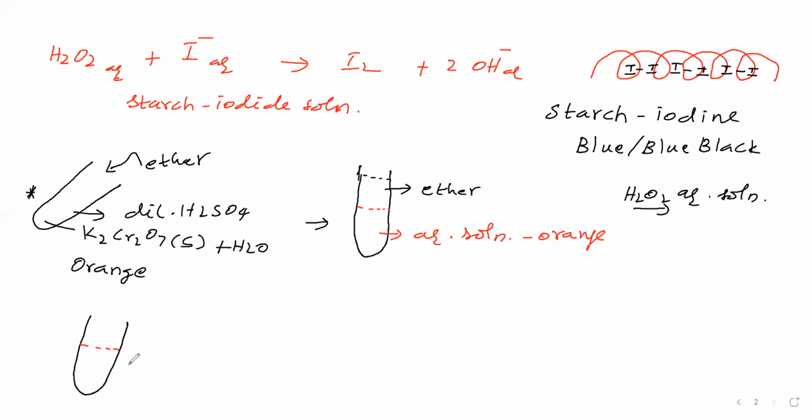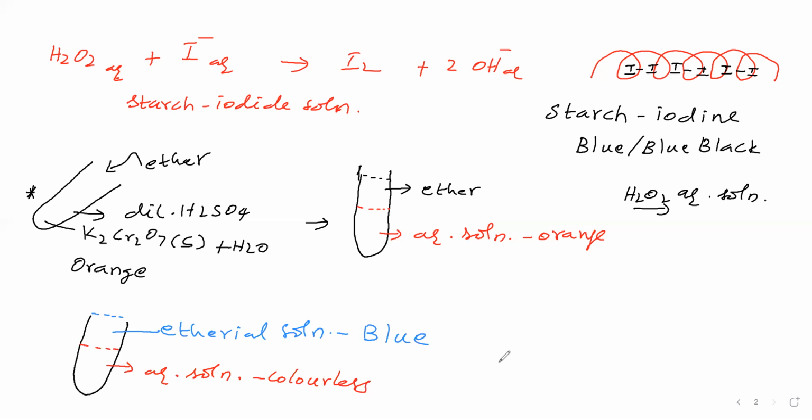The lower one is the aqueous solution, which is colorless. The above layer is the ether solution. Why ethereal solution? Because ether is present, therefore ethereal solution. This ethereal solution is now blue in color.